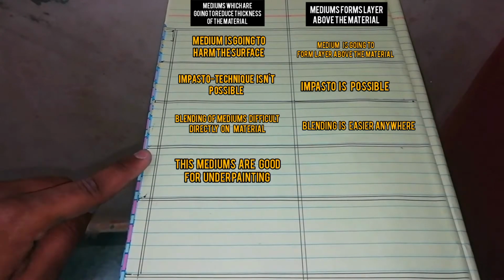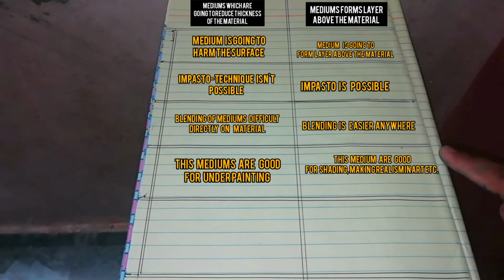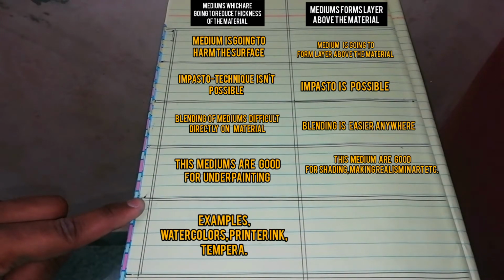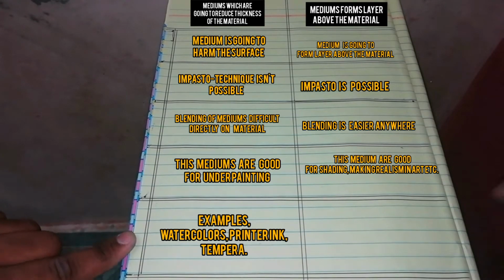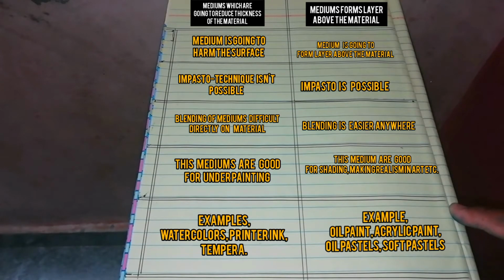These mediums are good for underpainting technique, and these mediums are good for impasto technique, shading, making realism art, trees, landscape, etc. Examples are watercolors, printer ink, tempera, all types of ink, etc. And over here oil paint, acrylic paint, oil pastel, soft pastel, etc.